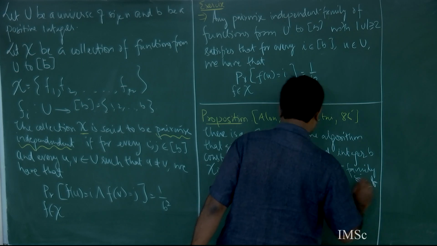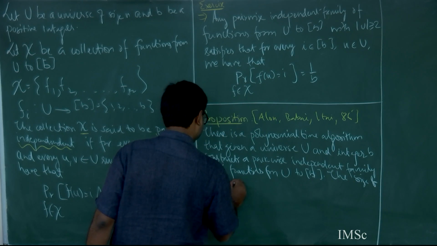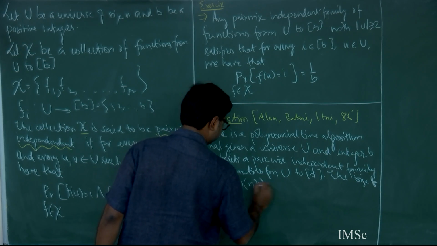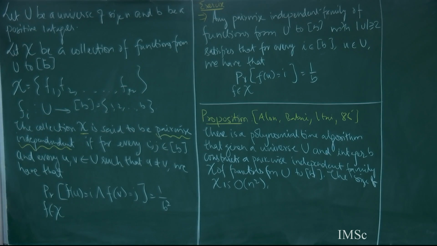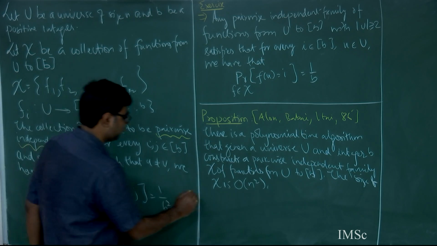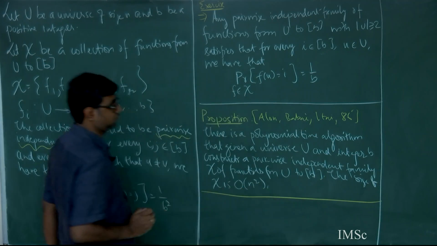The size of chi is n square, and it does not depend on B. B could be anything. Of course, B has to be less than that. Okay, so that many functions. So this is what the proposition says, right? So I'll give you a family of functions of this size.